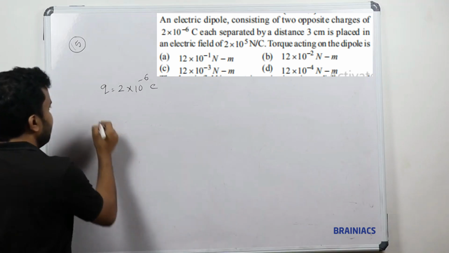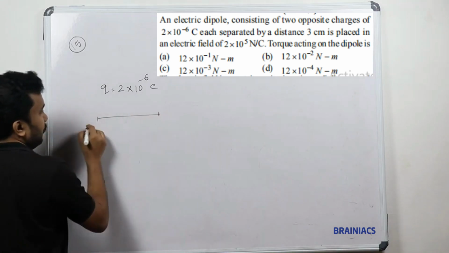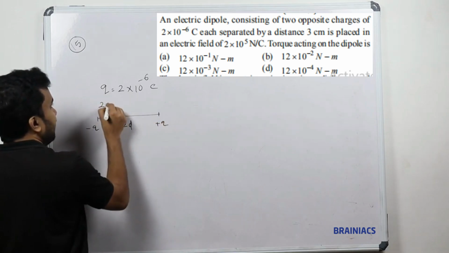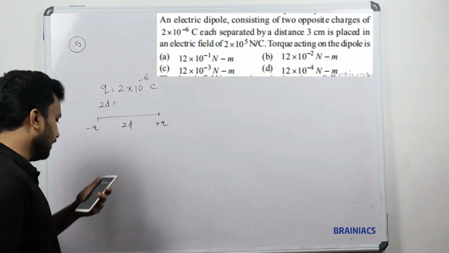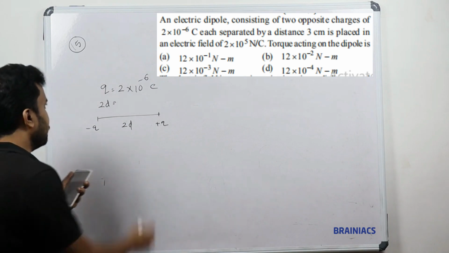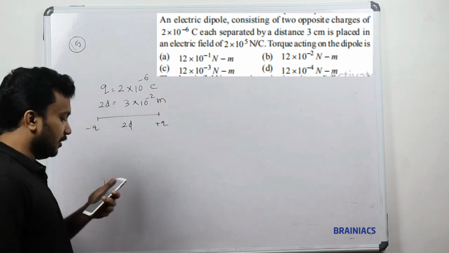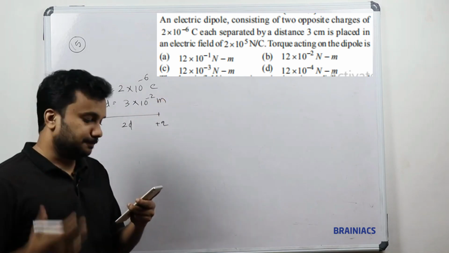They are separated by a distance, from here to here, with charges minus q and plus q. The separated distance 2d is given as 3 centimeter, which is 3 into 10 power minus 2 meter. We have to convert everything into meter, the SI system.